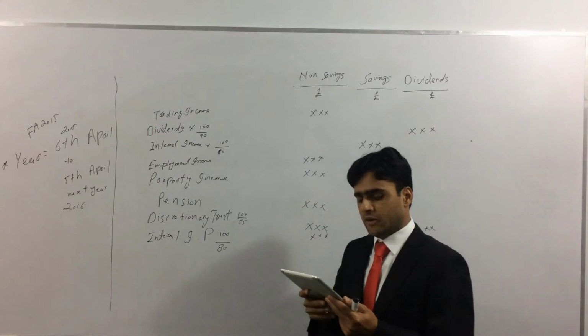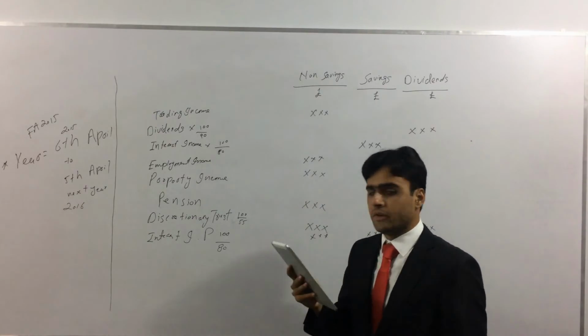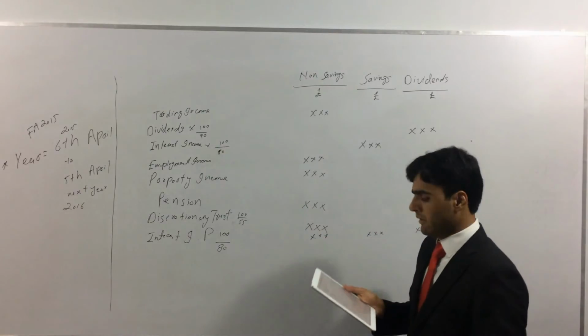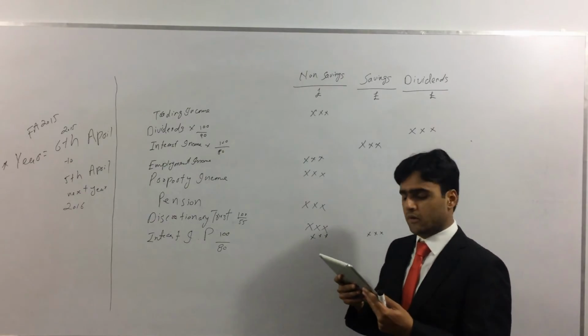So I will take each and every topic from there. So trading income, as I said, will go into the non-savings. Pension income will go to the non-savings, as I've written here as well. What is the next one? Interest income. On your notes, please.